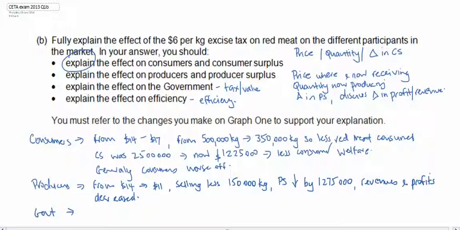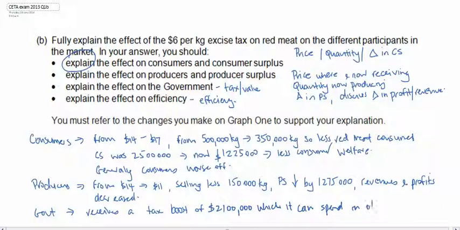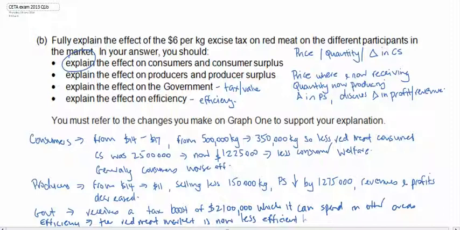Government receives a tax boost of 2 million, what did we say? 2,100,000. Of 2,100,000, which it can spend or redirect to other places, spend in other areas. And efficiency, I'm a bit tight here, efficiency, the red meat market is now less efficient because of dead weight loss.